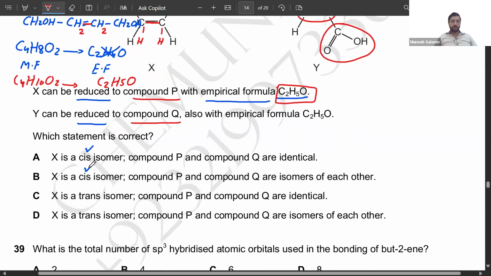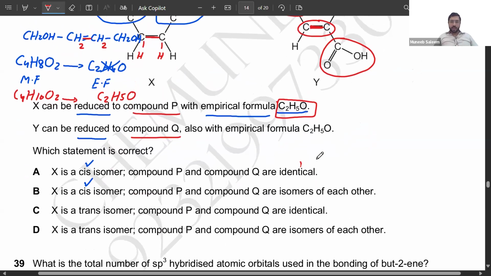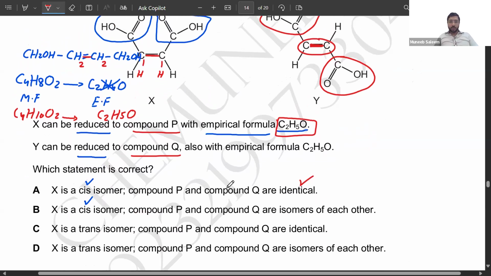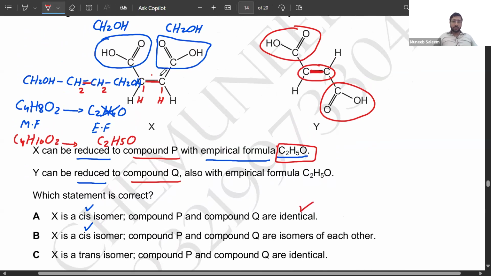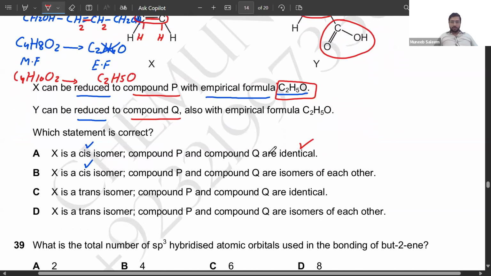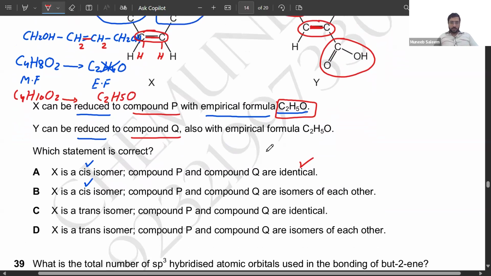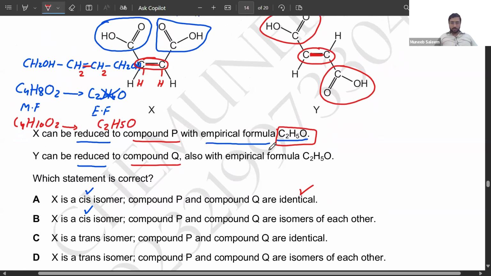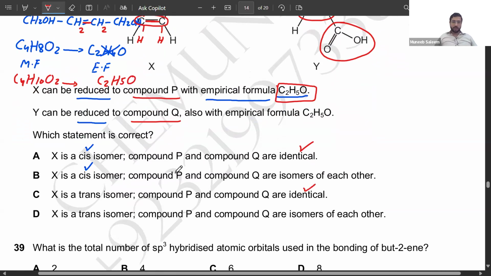Now, what options are given here? That compounds P and Q are identical. So yes, they are identical. What about P and Q being isomers of each other? P and Q could only be isomers if the alkene part was not reduced. If it was still there, then we could have cis and trans. But since they are reduced into the alkane part, the alkane cannot give cis-trans isomers. And we cannot have any other type of isomerism. So yes, they are identical, which means that option A is the correct answer.